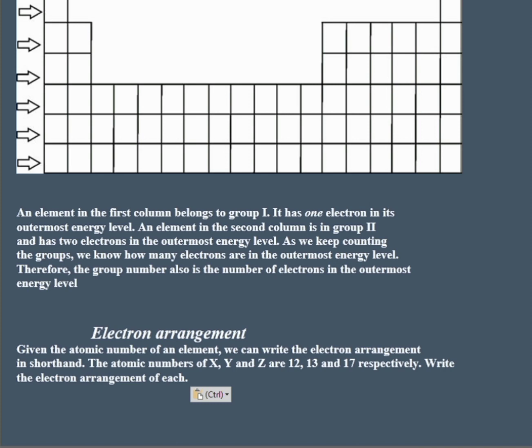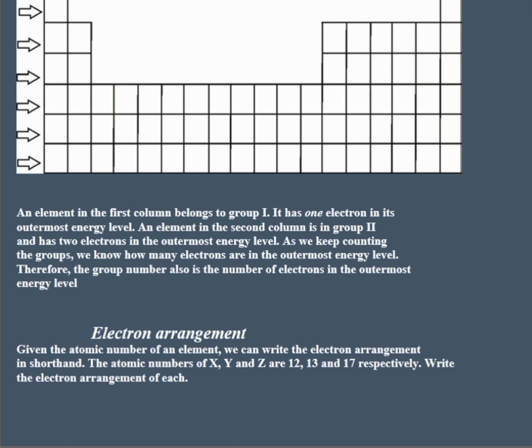Now we have the solution here. X has 12 electrons, and remember we said that the first energy level carries a maximum of 2, the second carries a maximum of 8, the third also carries a maximum of 8. So 2 electrons in the first energy level and 8 electrons in the second energy level make a total of 10, remaining 2 in the third energy level.